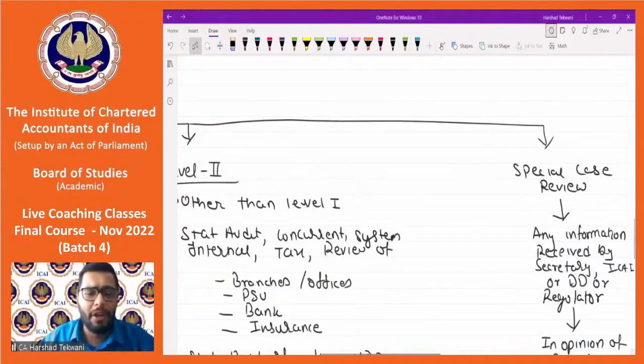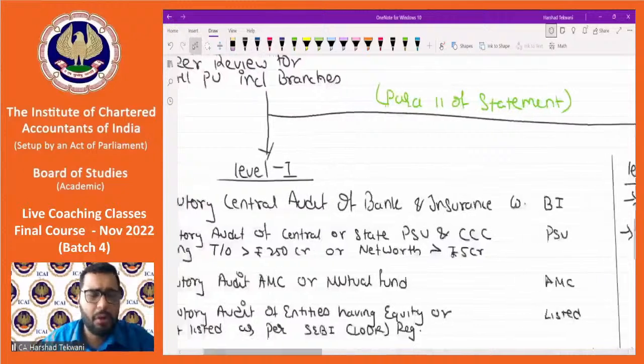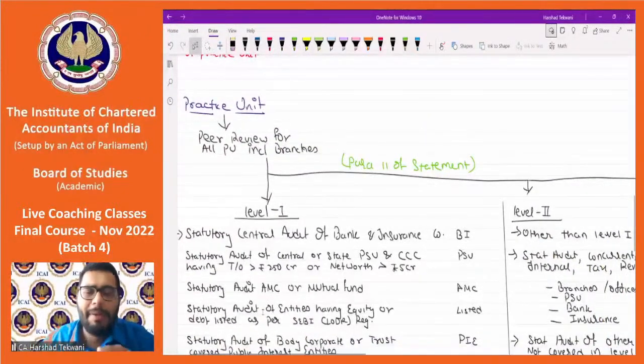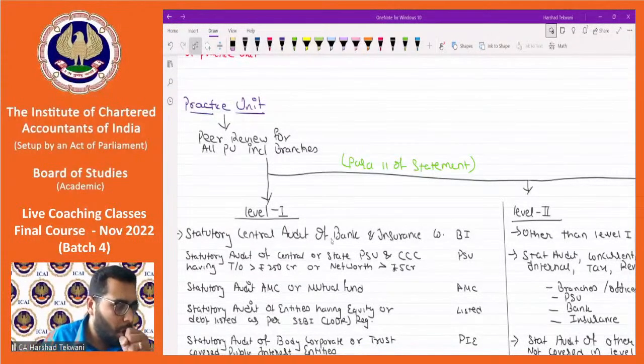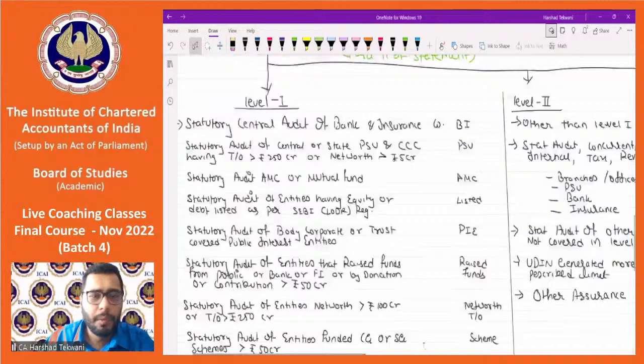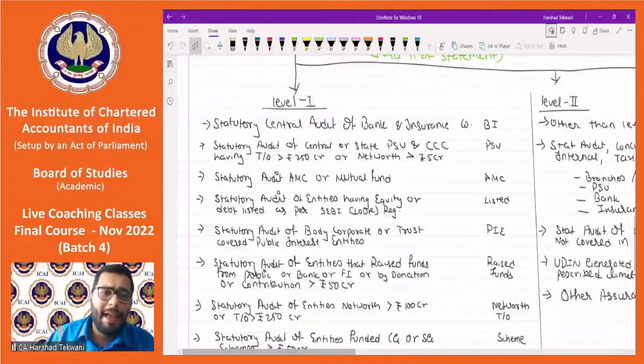So let's say, for example, some of the practice units are left out. Every practice unit will be covered, and the rest of the practice units will be covered in level 2. But if by chance any practice unit is left out, then they need to request the board that they are left out and need to be covered. So that is for the level 1, level 2 category of the practice unit. Clear? Okay. Let me take a few questions on level 1, level 2, then we can move ahead.